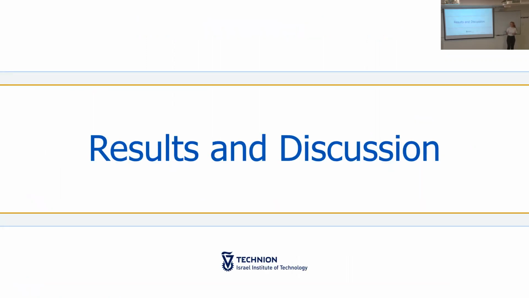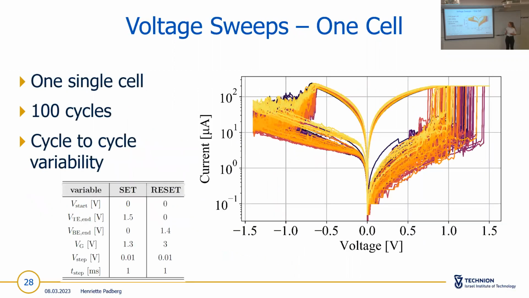Okay, now I'm going over to the results and discussion. So, the voltage sweeps for one cell. You can see here the results of 100 cycles, and they were measured with these given measurement parameters. What you can see in the first place is that there's a sufficient gap between the currents before and after the set. So here is the set process happening, here's the reset process happening, and at a voltage of 0.1 volt, you can then extract the resistances, and here is a sufficient gap. That means that the processes were successful.